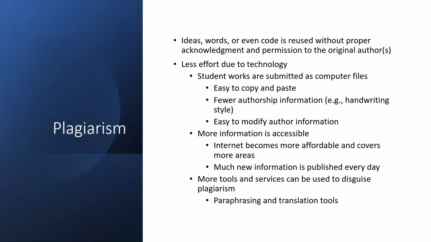With a little technology knowledge, we can change that kind of information, like last modified, last created, and who the authors are. The second reason is that more information is accessible right now. The internet becomes more affordable and covers more areas, which means much new information is published every day, and this information can be easily copied and plagiarized. The third one: more tools and services can be used to disguise plagiarism.